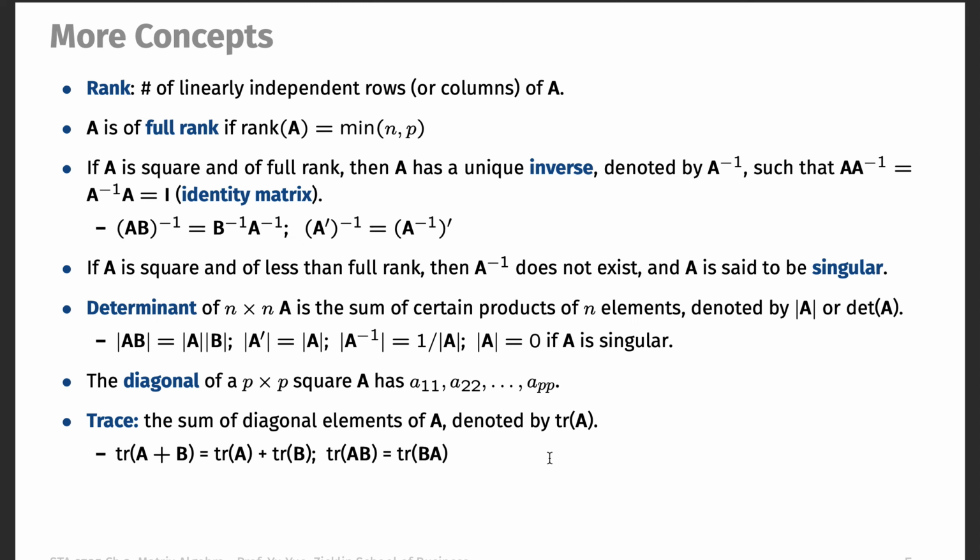Okay, so rank, another important concept. What is rank? Rank is the number of linearly independent rows or columns of A. So in order to talk about rank, we need to define the notion of linear independence and dependence. So what does it mean for a set of vectors to be linearly dependent? That's the next thing I want to talk about.